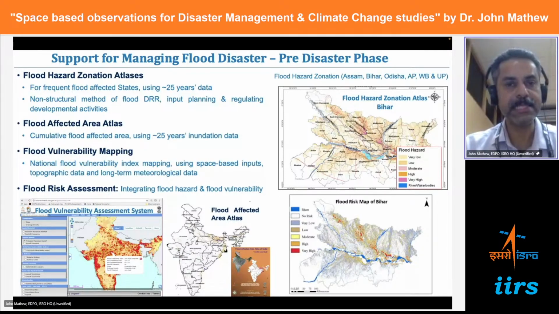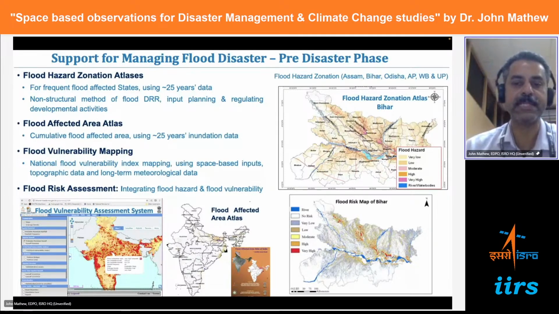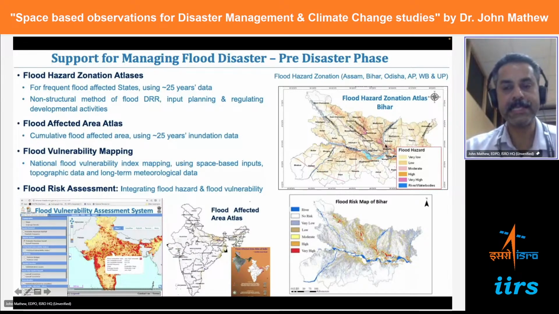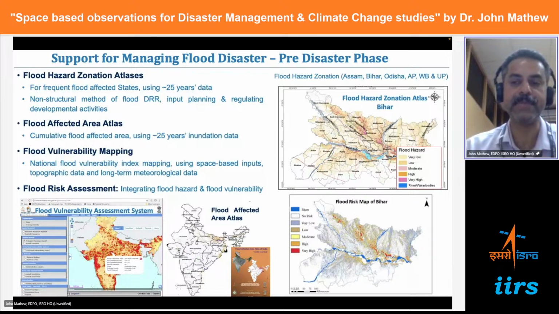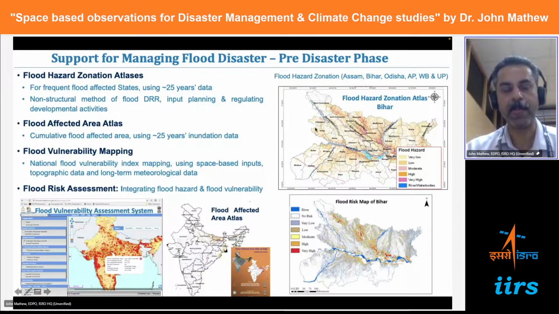Using this input, they have come out with two particular products. One is the Flood Hazard Zonation Atlas. For about 6 of the most frequently flooded states, like Assam and Bihar, wherein we see floods almost every year, we have prepared the Flood Hazard Zonation Atlas. We can see on the right-hand side top, it categorizes the area into different hazard categories, from very low to very high hazard.